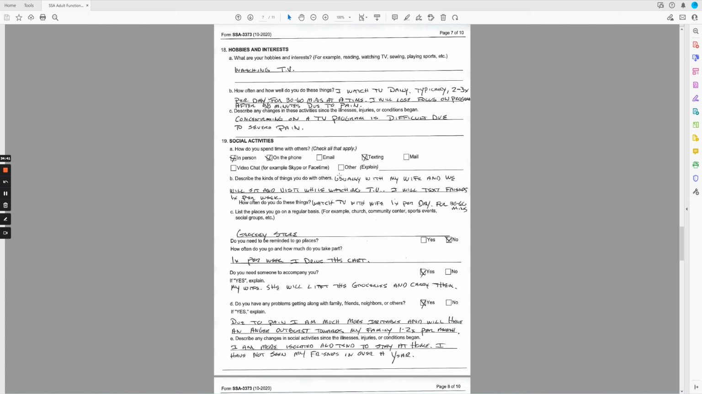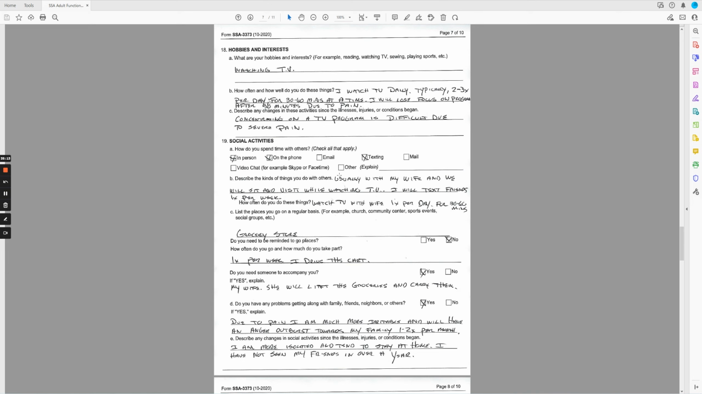List the places you go on a regular basis. So the places my wife and I go are to the grocery store. Do you need to be reminded to go places? No, because usually my wife is with me. How often do you go and how much do you take part? I go one time per week and I drive the cart, meaning the cart at the grocery store. So here, I should have been more specific. I should have said I drive the grocery cart and my wife loads it up.